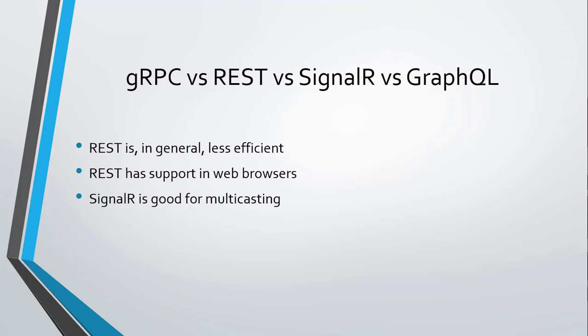gRPC is not good at multicasting. Although, as we said, gRPC can do bidirectional streaming, where client and server can send a continuous stream of information independently.